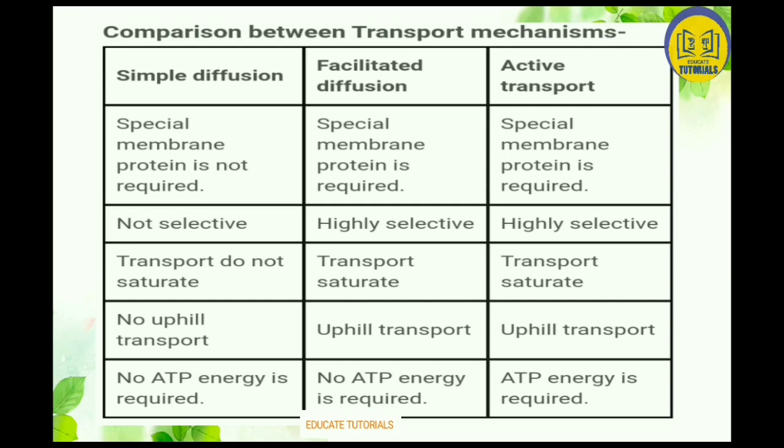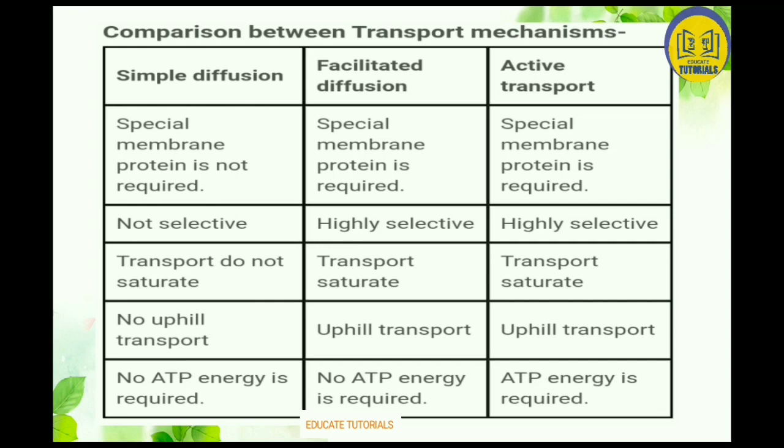Understand? So here is a comparison between the transport mechanisms, or you can say the differences between the three mechanisms. In simple diffusion, a special membrane protein is not required, but in the other two, facilitated diffusion and active transport, a special membrane protein is required to help the transportation. Simple diffusion is not selective, but facilitated and active transport are highly selective. The cells select the substance for movement or transportation.